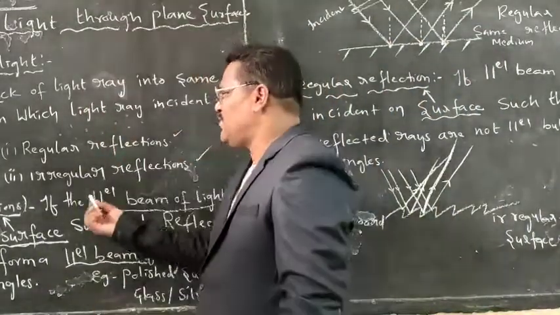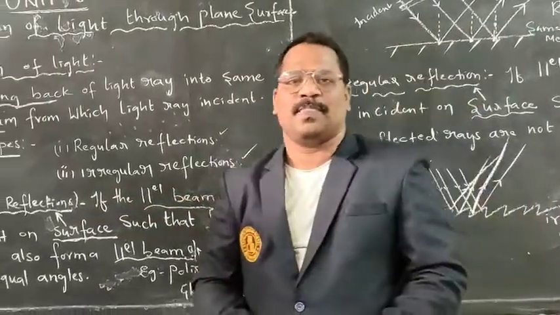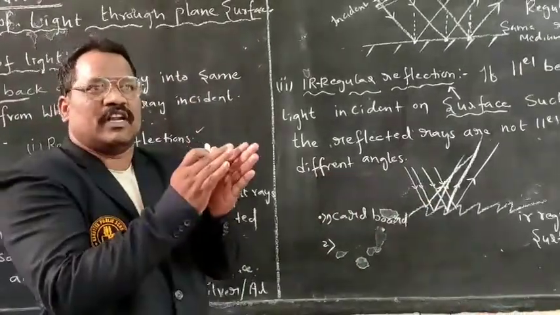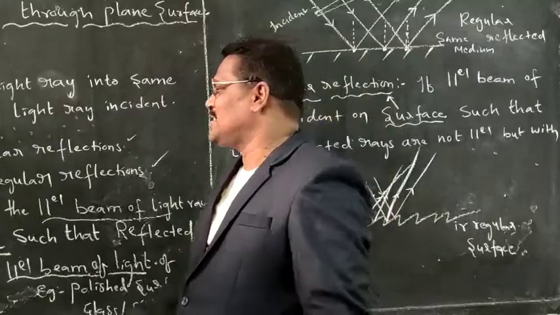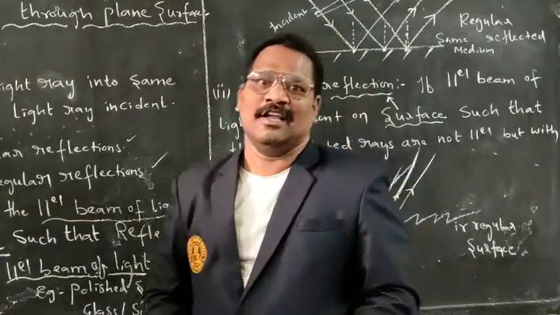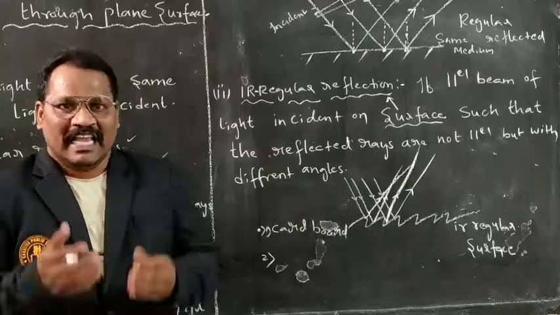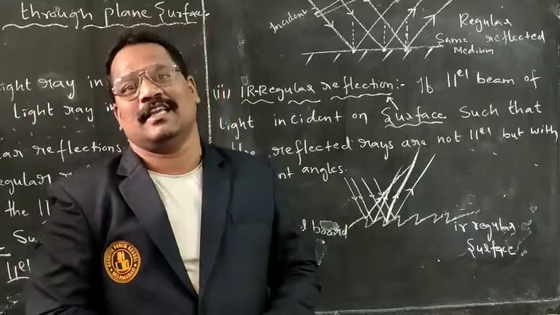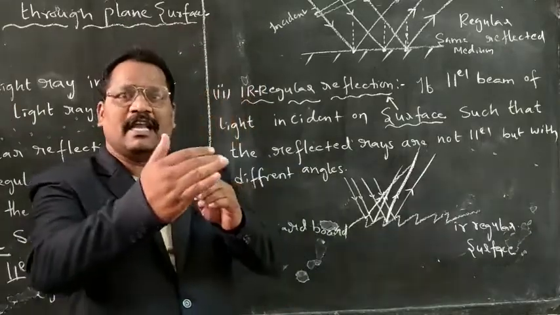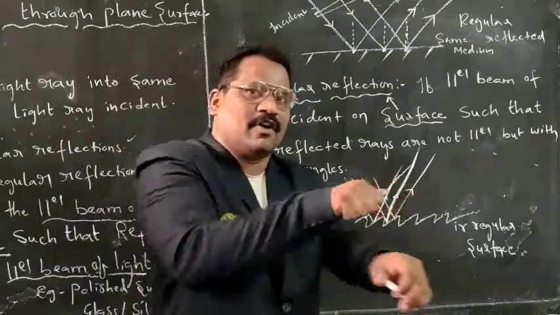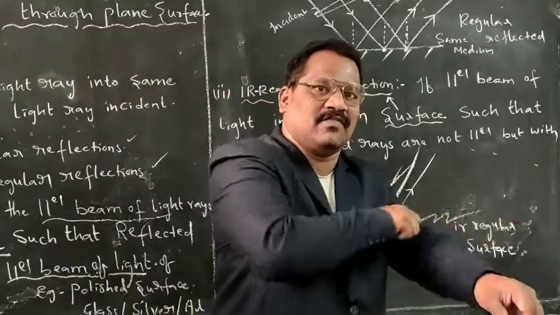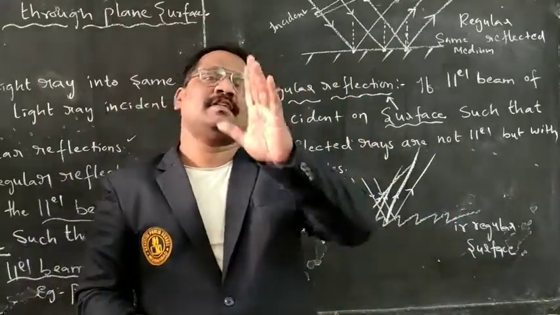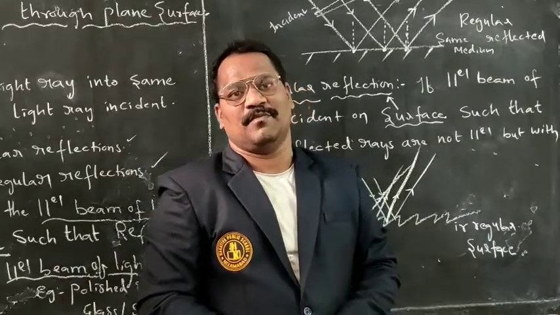The next type of reflection is irregular reflection. Irregular reflection means the surface is not polished, the surface is not in proper order. If a surface is irregular, the best example is this: take an ice cube, and using a crusher, rub that particular surface of the ice cube. What happens? The total surface becomes rough. That is a best example of an irregular surface.